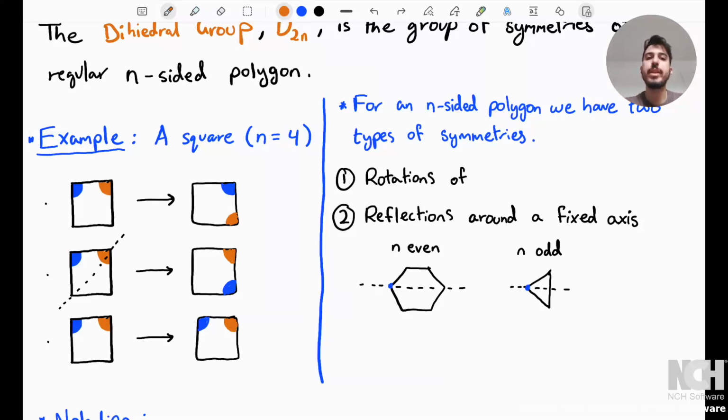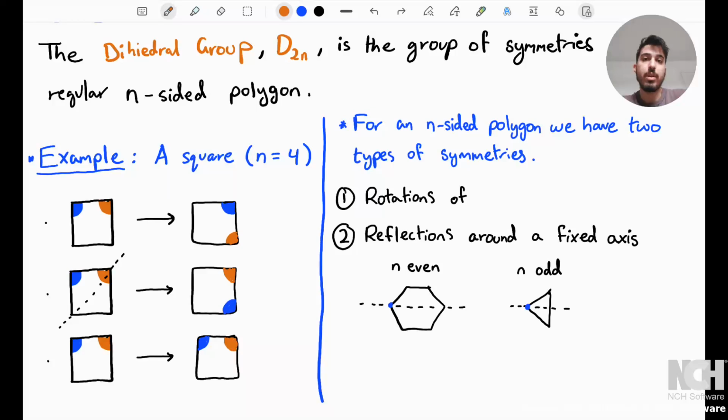The third symmetry is very peculiar. You would tell me, well, we have done nothing here. And I tell you that is in fact another symmetry. It is called the do-nothing symmetry. And you would later see that this symmetry is the identity of our group.